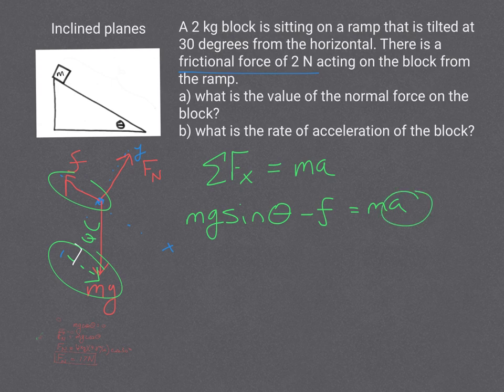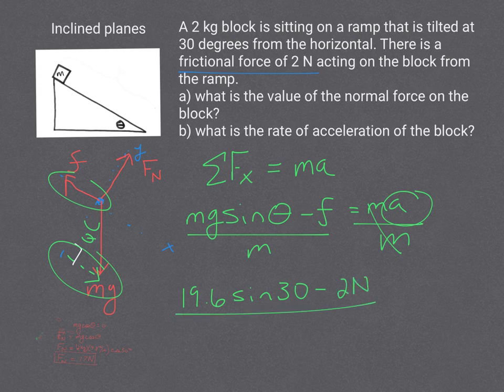All right, so we're looking for a. We just have to divide both sides by the mass, and then plug in our values, right? So we already did the calculation for mg, and that's 19.6, and then it's the sine of 30 minus 2 newtons all over the mass of 2 kilograms to give us our acceleration. And if I did that right, I get 3.9 meters per second squared.